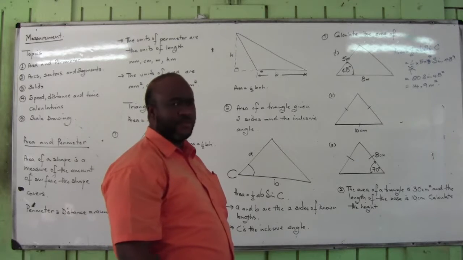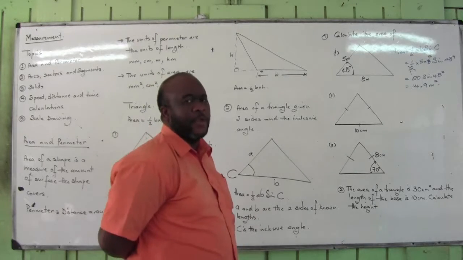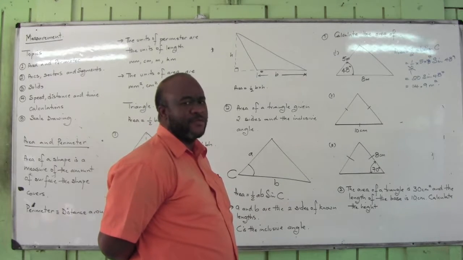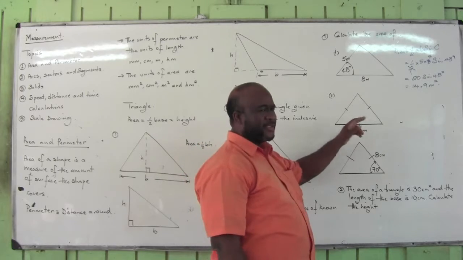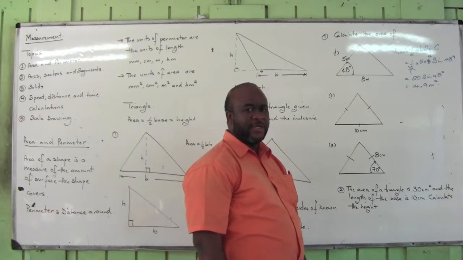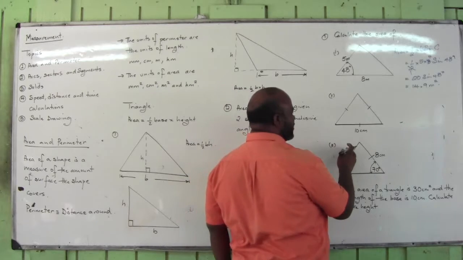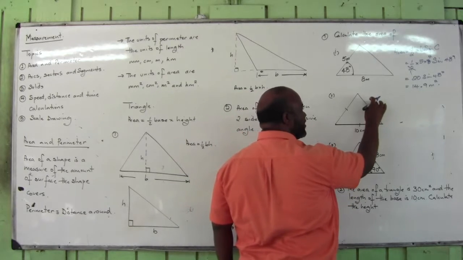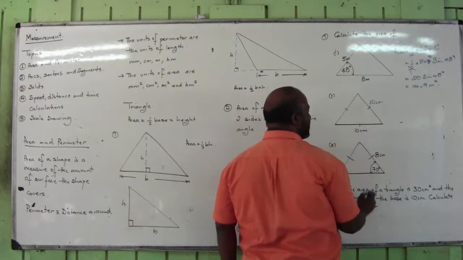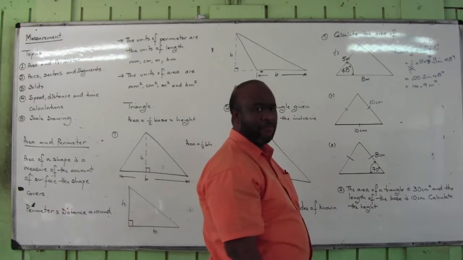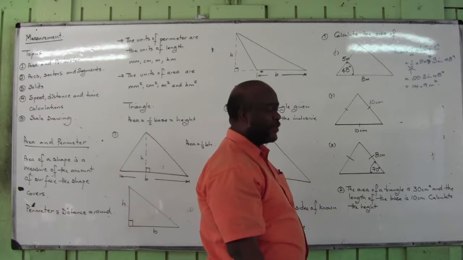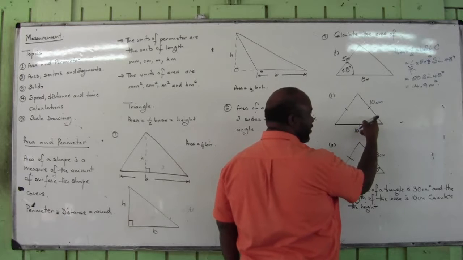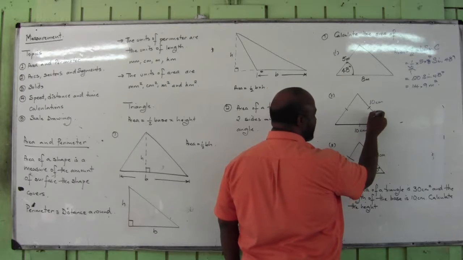What did y'all get for number 2? Everybody's speechless. You should know. What type of triangle is this? Equilateral triangle. If it's equilateral, all the sides are equal. So if this is 10, this is 10 centimeters. The angle here is 60 degrees.